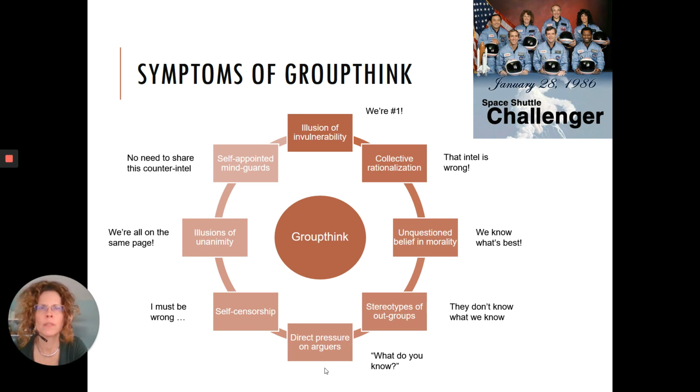Self-appointed mind guards has to do with this. We don't need to tell anybody else about this counterintelligence that was shared. It's not really relevant. We don't need to share that with anybody higher up. All we need to share is our decision that things are fine and that it's okay to go ahead with this launch. And that's exactly what happened. Basically, a classic case of groupthink that led to catastrophic consequences, not only for those 7 engineers, but for the space program in general, and a pretty significant blow to NASA's reputation. It would take years for them to recover from this.